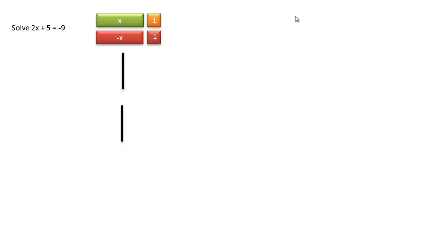When we are asked to solve an equation like 2x plus 5 equals negative 9, the first step is to model that equation using algebra tiles so we can see what's going to happen with it. So we'll start with our positive 2x. I'm holding the control key down as I click and drag. We need 5 positive 1 tiles.